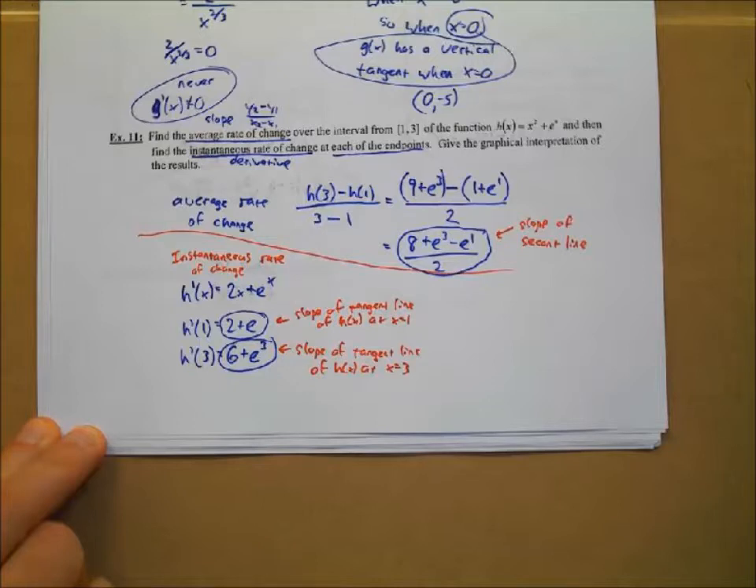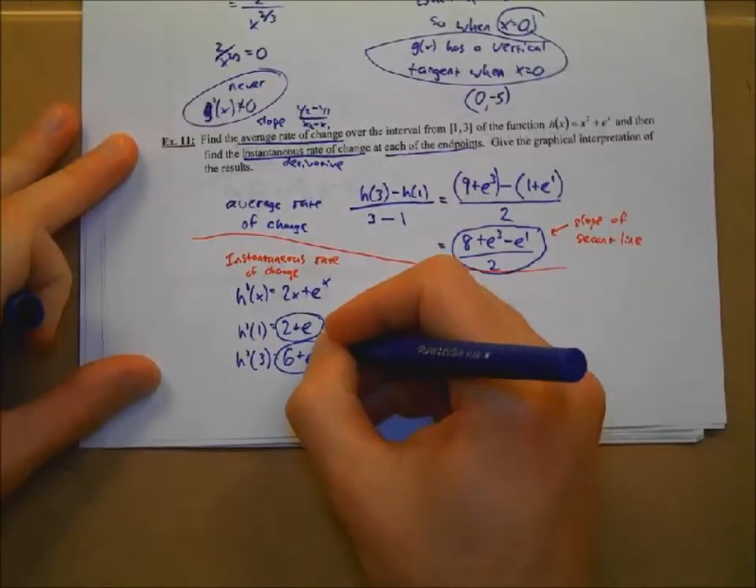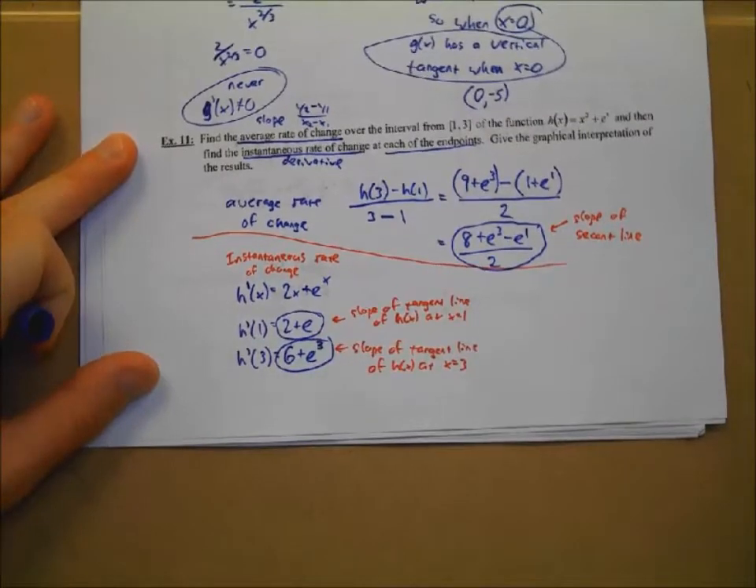Questions on any of that? Yes? Why is the second tangent line 6 plus e to the, oh, is that e to the third? It should be e to the third. Yep, sorry, that is an e to the 3 there. Thank you for clarifying. I want to make sure it was clear there.